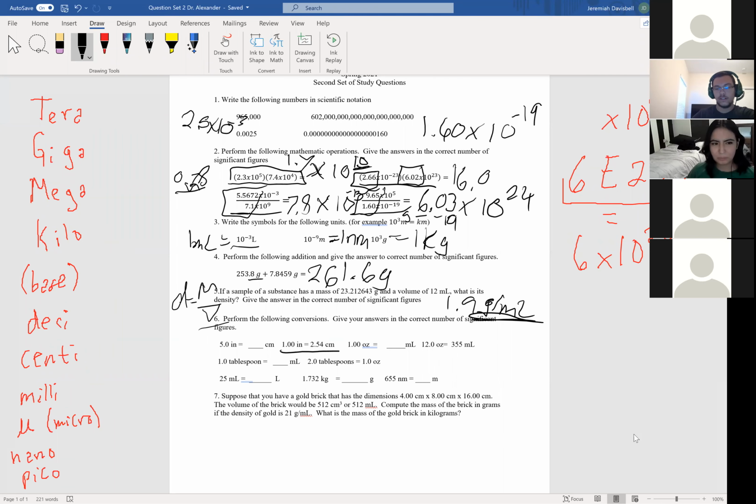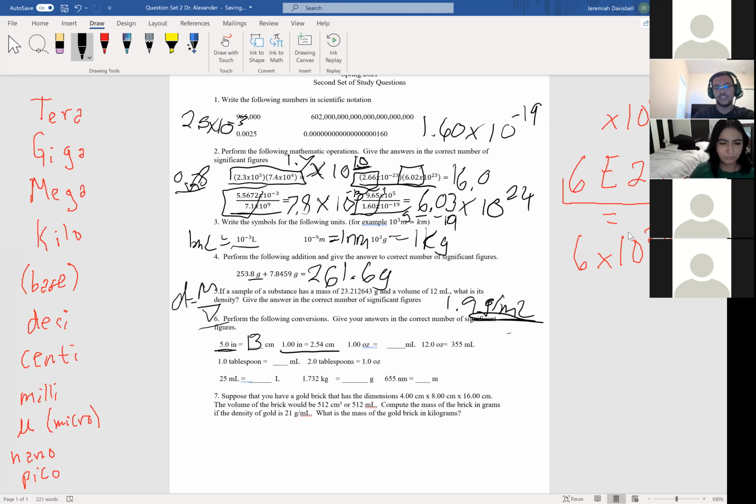Wouldn't it be 12.7? Yeah, 12.7. So it says to give it in the correct number of significant figures, right? So how many significant figures do we have here anyways? So then would it be 13? Yeah, it would be 13 because we only have 2 significant figures because of the 5.0 inches. So 13 centimeters.